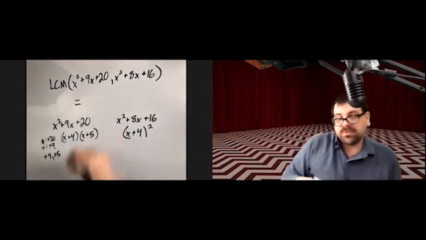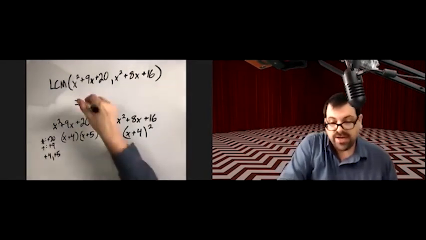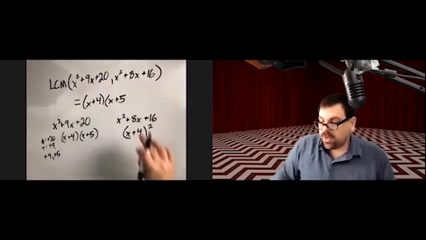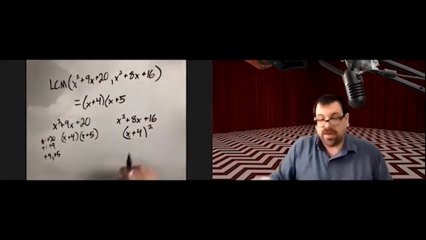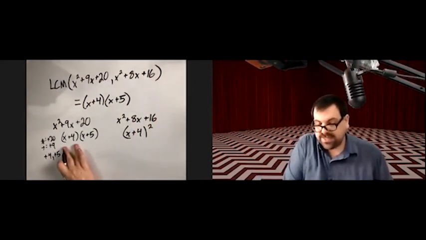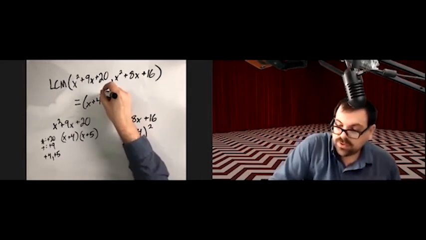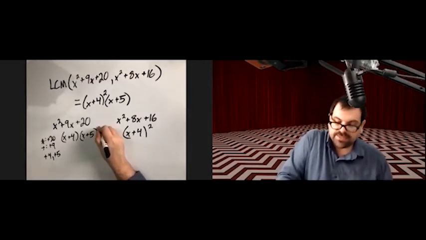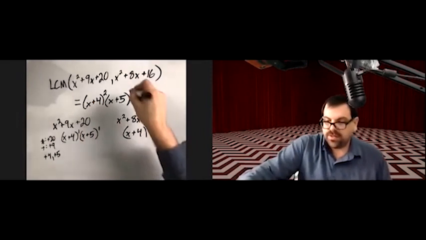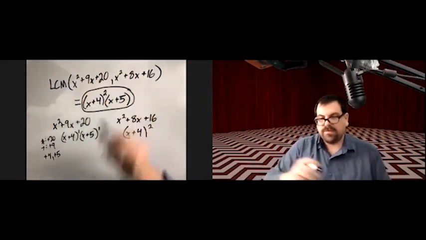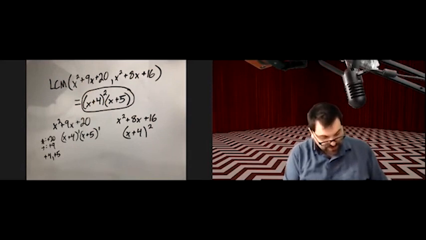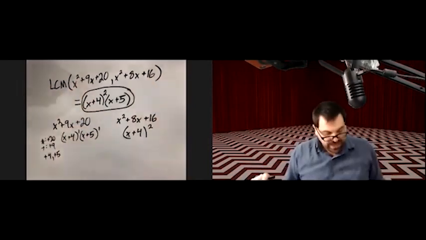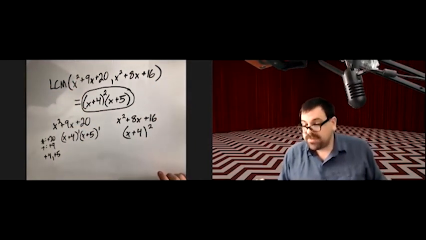So the least common multiple is going to be every factor we have. We have an x plus 4. We have an x plus 5. We already have an x plus 4. The highest power of x plus 4 that we see is x plus 4 squared. The highest power of x plus 5 we see is x plus 5 to the first. So that would be the LCM here. The least common denominator of two fractions that have these on the bottom would be x plus 4 squared times x plus 5.